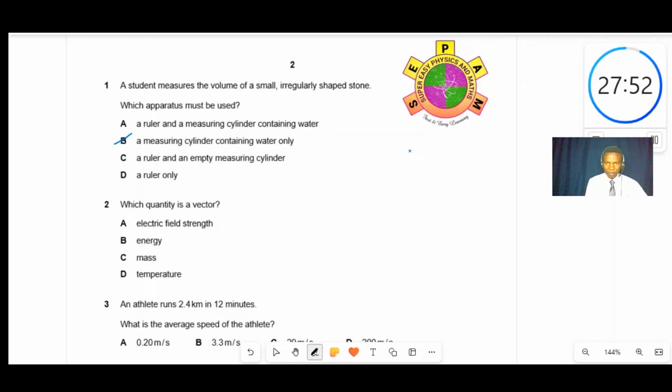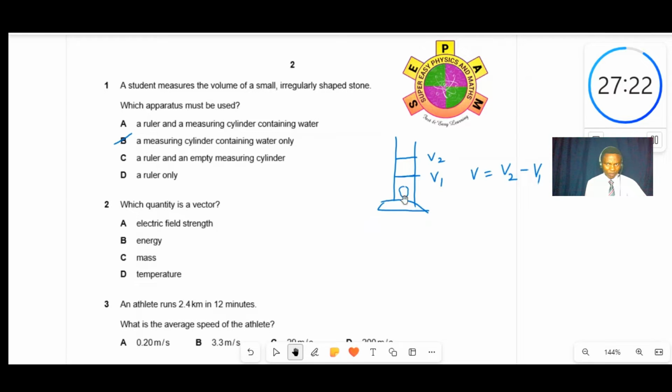So let's see, you have a measuring cylinder. Initially you put water to a particular level, so call that V1. Then you submerge the stone, then the volume will rise to V2. Then the volume of stone is equal to V2 minus V1. So that gives you the volume of the stone.